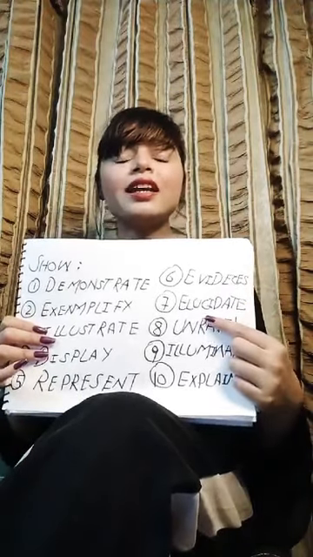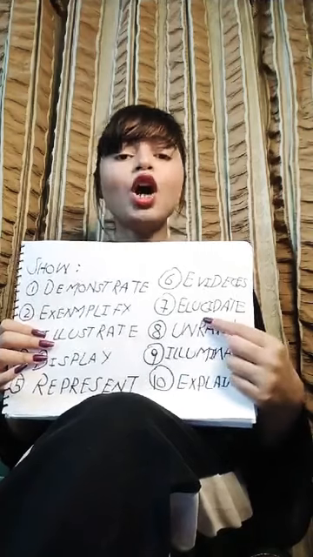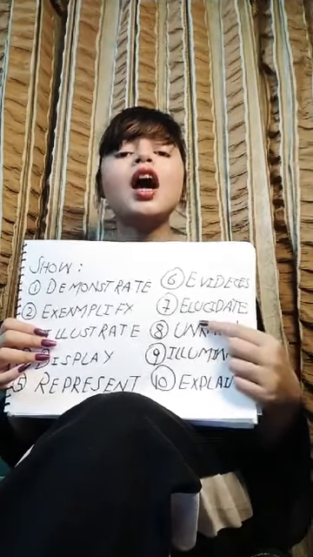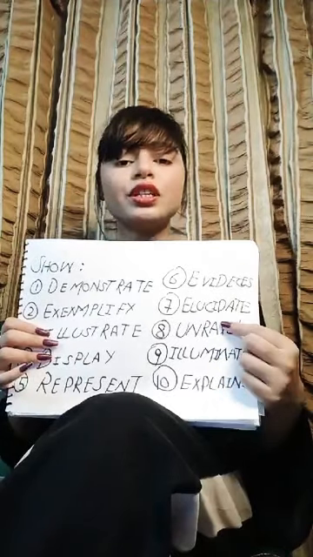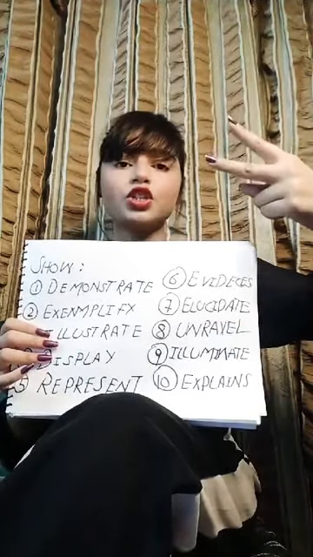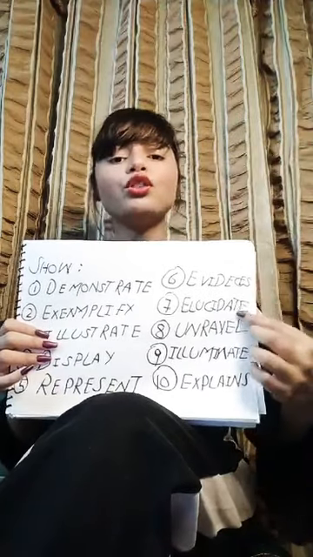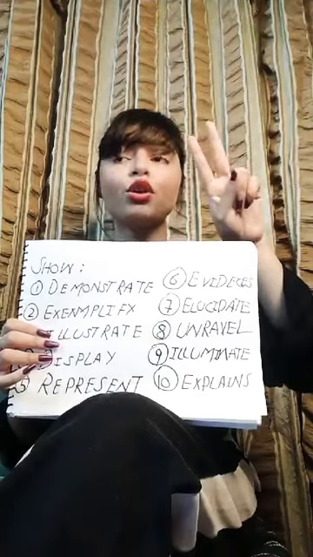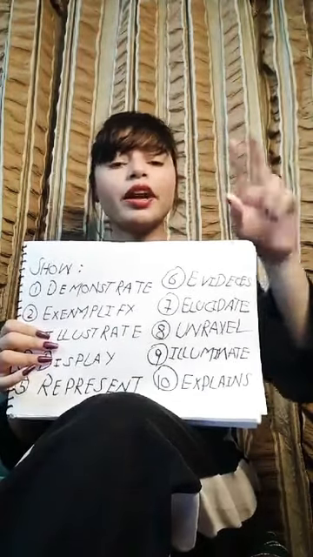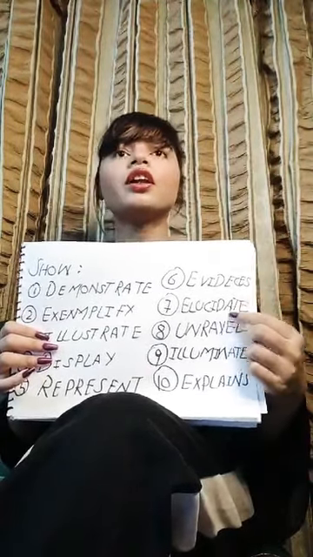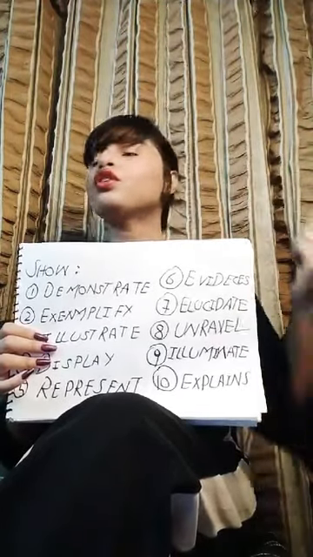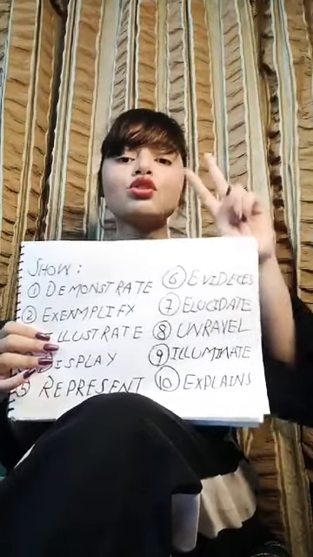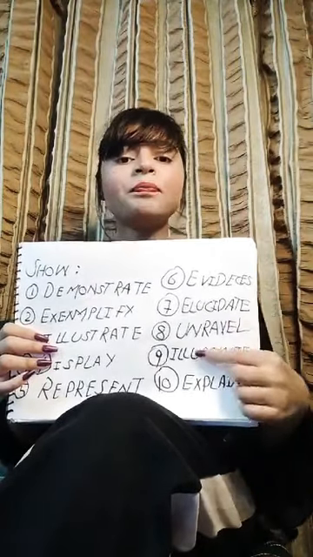The next one is elucidate. E-L-U-C-I-D-A-T-E. Elucidate. So the graph elucidates, or the author elucidates. But if it's a plural noun, where we carry more than one noun, then you can say the writers. Two writers, so the writers elucidate.